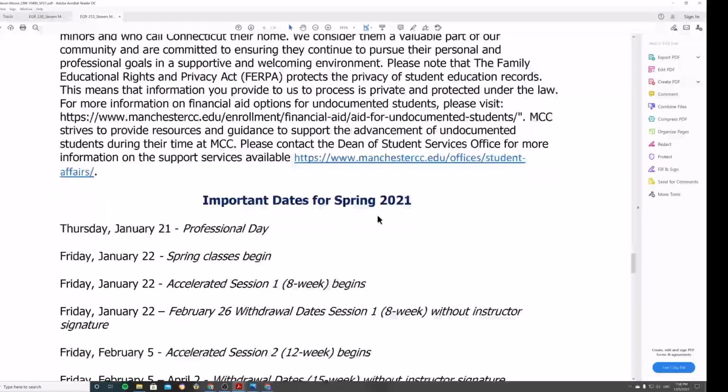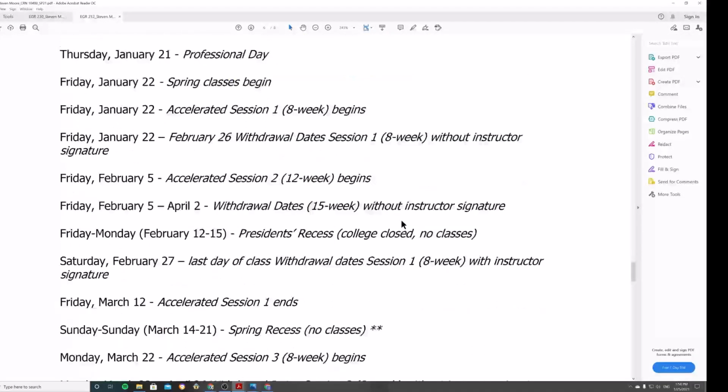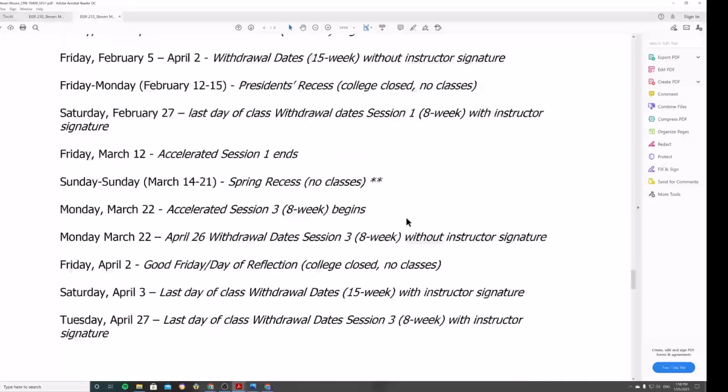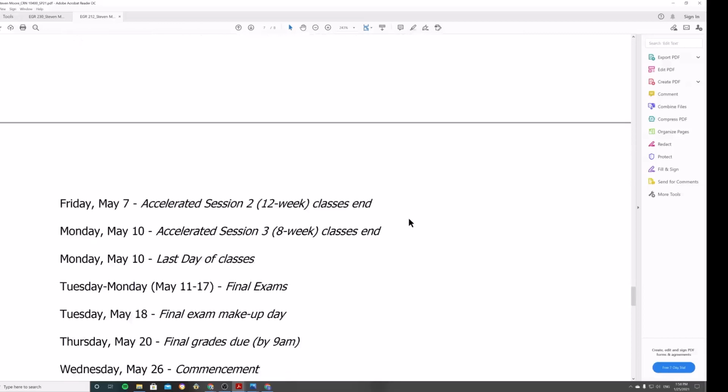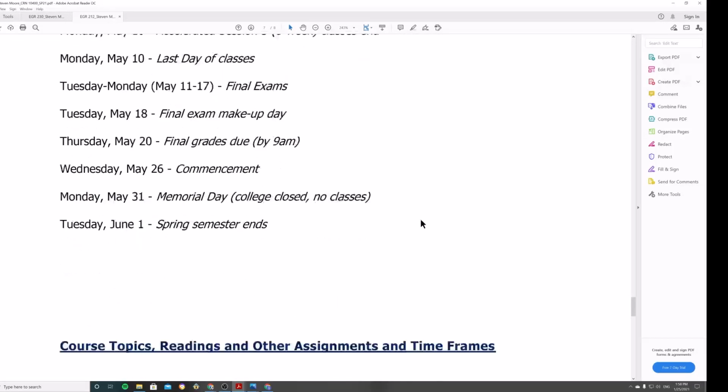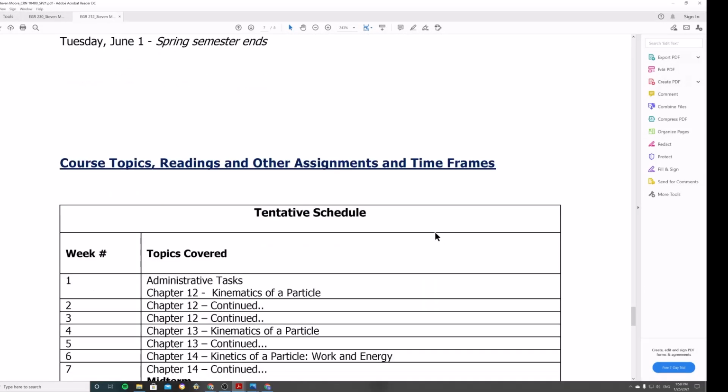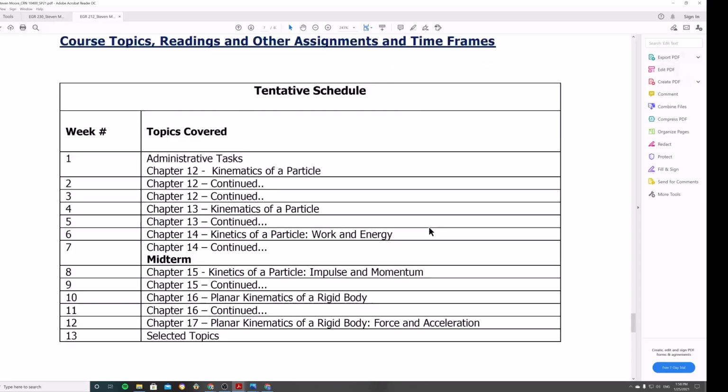Okay. Here are the important dates. These are all college-wide, directly from the academic calendar. And then at the bottom, here's basically what I'm going to cover, and this is our tentative schedule.